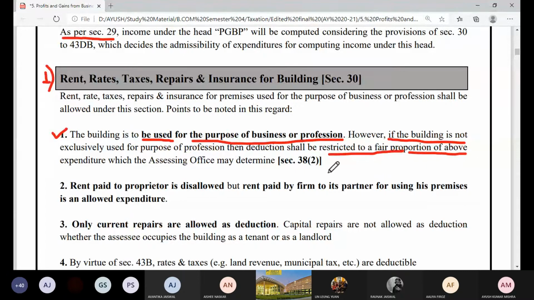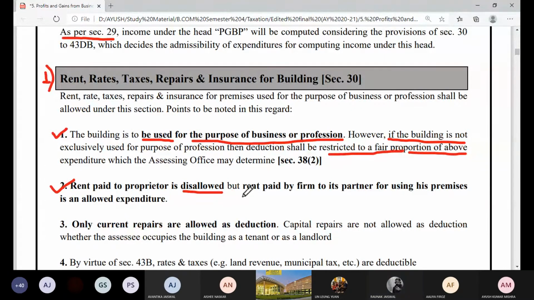The next point: rent paid to a proprietor is disallowed. Remember, because you cannot pay something to yourself. Can it happen that on the first date of every month we take money out of our own wallet, keep it in the upper pocket of our shirt, and tell ourselves, keep this, this is your pocket money for the month? Tell me, Ronak, can you do so? No sir, we can't do that.